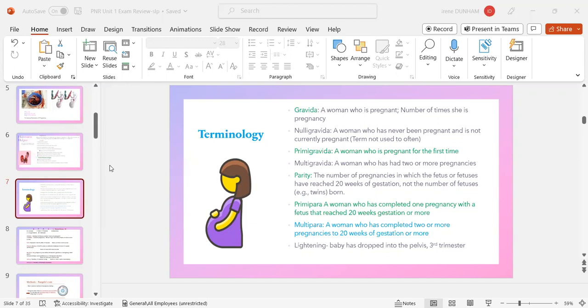Primigravida. So if you're doing a gravida and parity, she's pregnant for the first time, so she's gravida 1, right? A woman who's pregnant. And then her para would be the number of children, right? But she hasn't had her baby yet, right? So she's gravida 1, para 0. You see how that works? Okay.